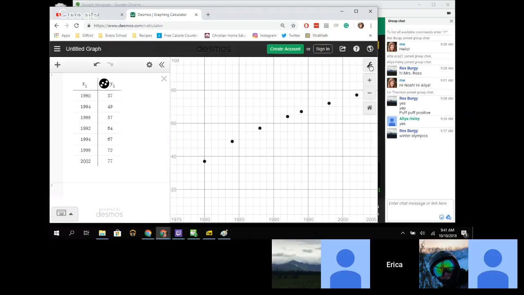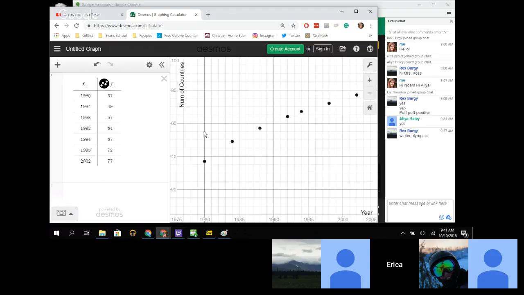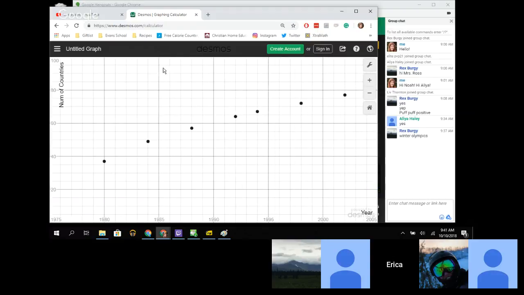Okay, and Desmos is even fancy. You can even label your axis. So you could put your X-axis as year and your Y-axis as number of countries. You want to get super fancy. Okay, and we can kind of close this up and we got a nice graph. So this is a plot of our data. Okay. So now looking at this data, does this data of the years and the number of countries participating in the Winter Olympics have a positive or a negative correlation?